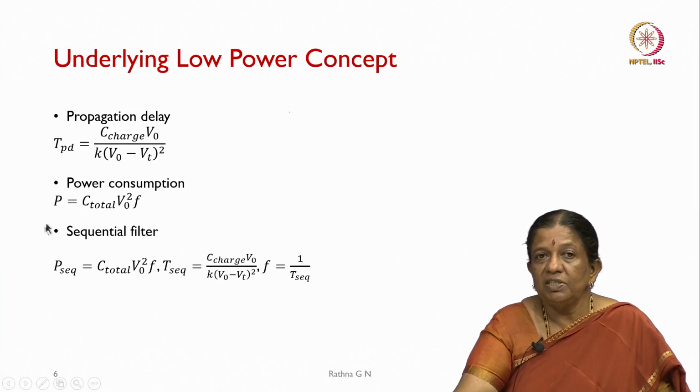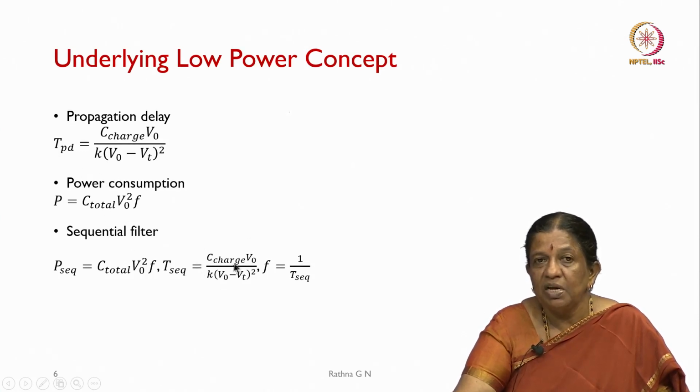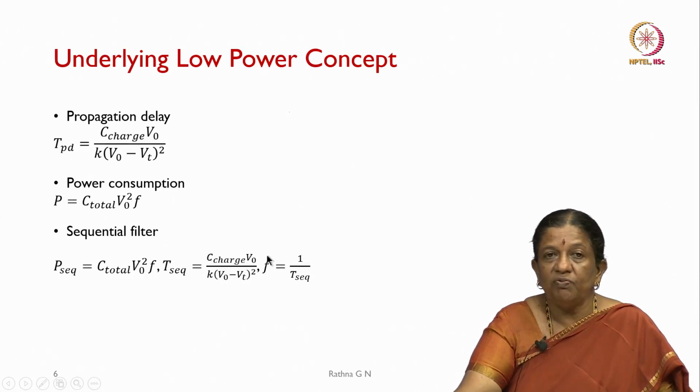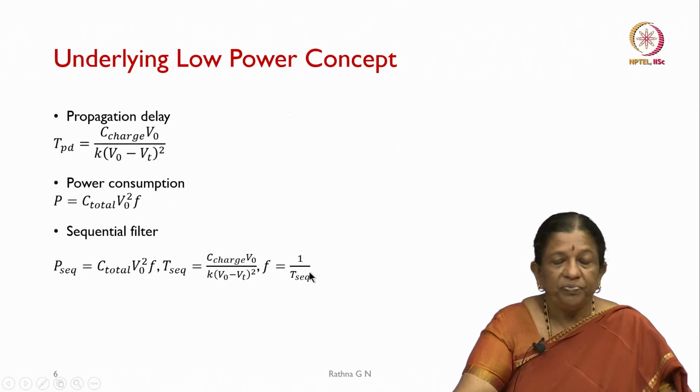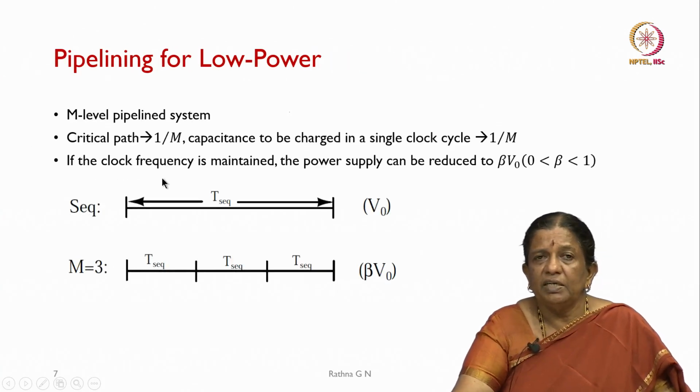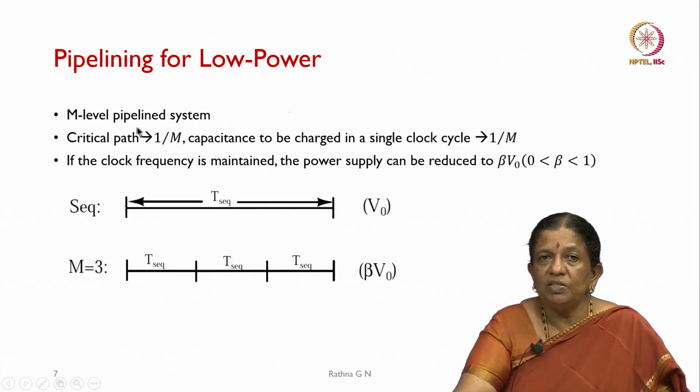For the sequential filter when I apply this and substitute the propagation delay, I will be getting C charge into V naught divided by K into V naught minus Vt whole squared. So we are substituting V naught with this and then into F, which is 1 by T sequential. So when I do the pipelining, what is going to happen?